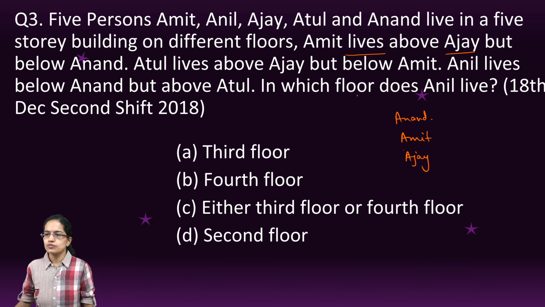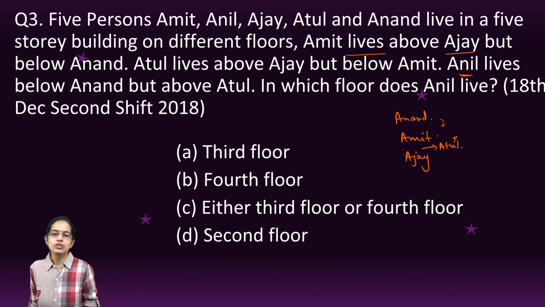Now Atul lives above Ajay but below Amit. So Atul lives above Ajay and below Amit. So Atul lives here. So 4 of those people are arranged in sequence. Now Anil lives below Anand but above Atul. Who is this? Anil. Anil lives below Anand but above Atul.